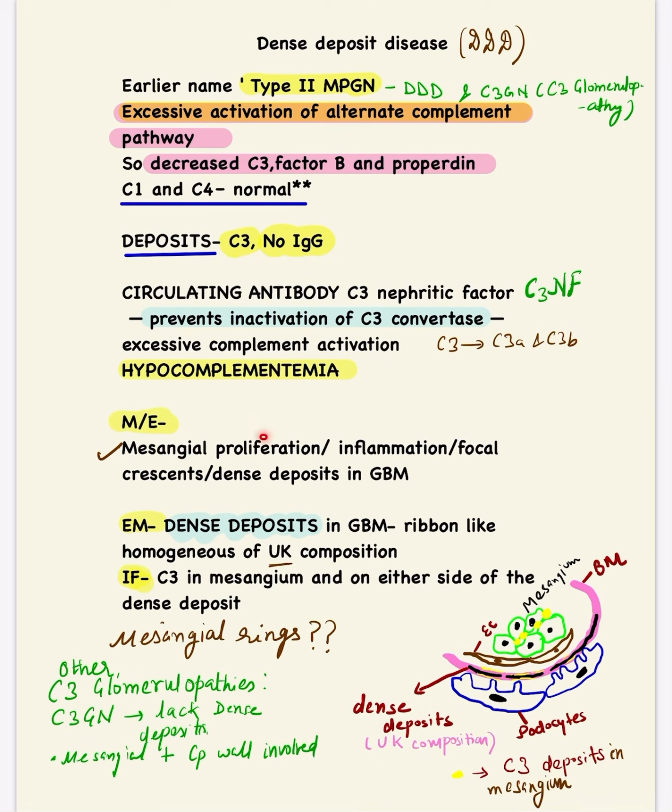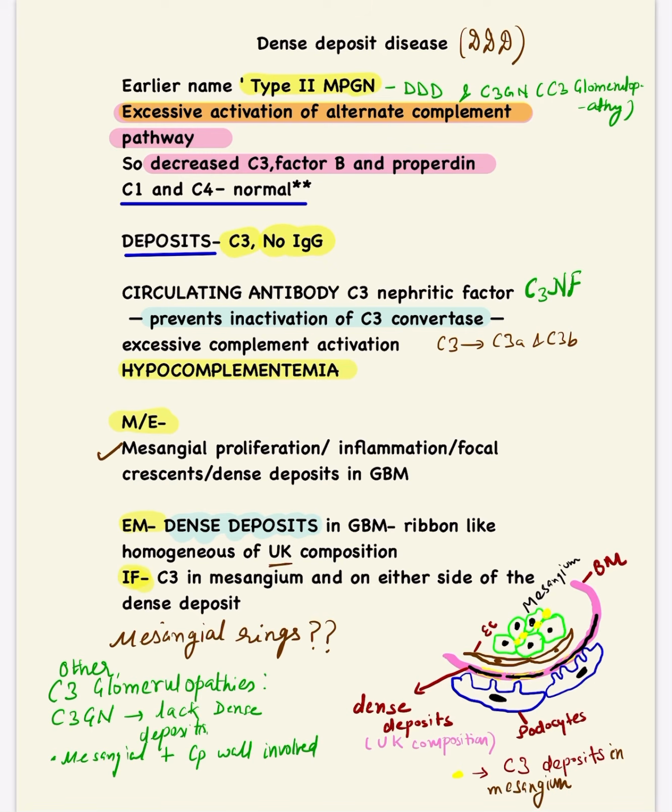Mesangial proliferation or inflammation can be seen. Then sometimes crescents can also be seen, and dense deposits in the glomerular basement membrane can also be appreciated in light microscopy. In electron microscopy, these ribbon-like dense deposits of unknown composition are seen. Then in immunofluorescence, we can detect that these are C3, and they will be seen on either side of the dense deposit and also in the mesangium in the form of mesangial rings. So these are the very important points in dense deposit disease.